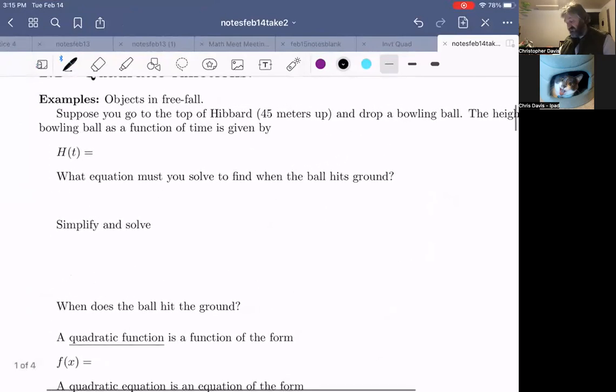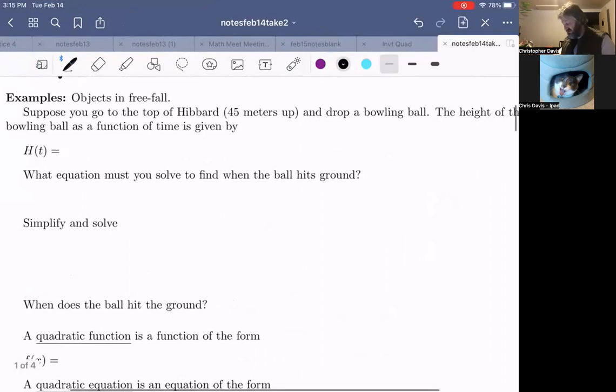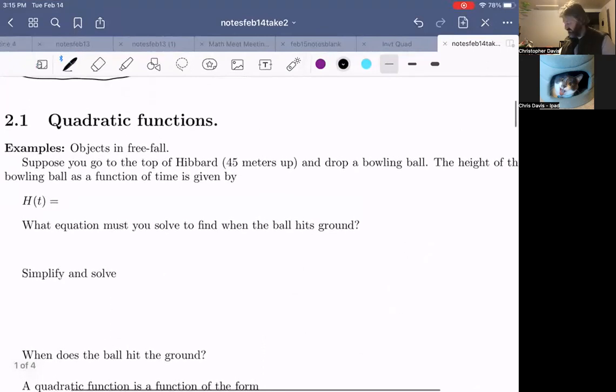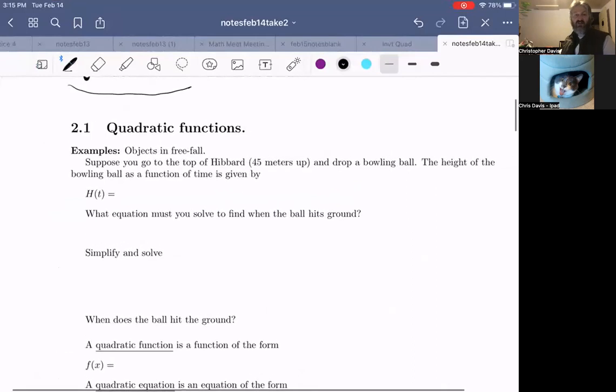An object in free-fall has constant acceleration, and physics says the following. Suppose you go up to the top of Hippo, which is 45 meters up. I haven't measured it, so that 45 meters shouldn't be trusted. You drop a bowling ball. The height of this bowling ball as a function of time is given by the following equation.